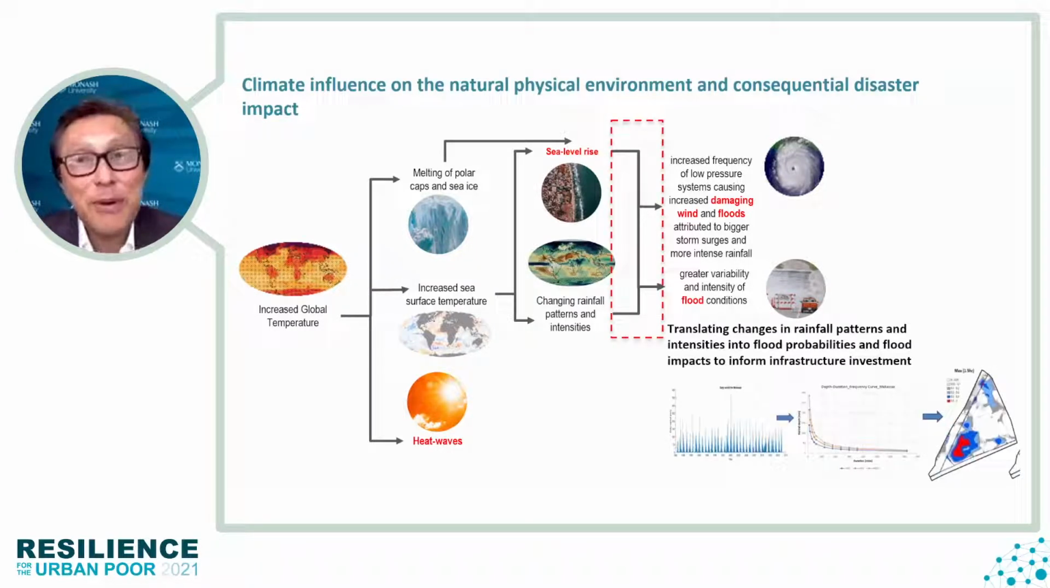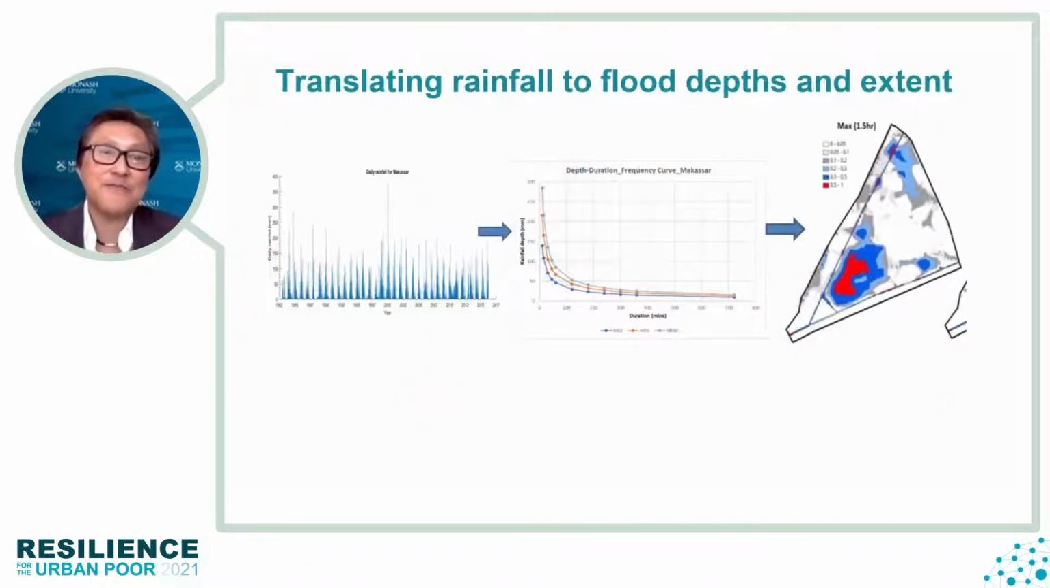To understand the impact of global temperature, sea level rise, and changing patterns on floods, we can't simply read the data and get that interpretation. There is a need for us to translate that information, whereby we can translate changes in rainfall patterns and intensities into flood probabilities and flood impact assessments. And this translation is where you do need to include technical assistance. I'll give you an example of that in this slide here. This is some work that we've done in Makassar for some time.